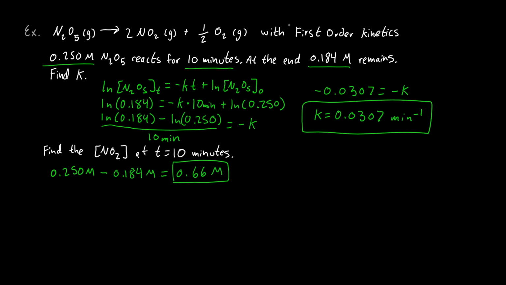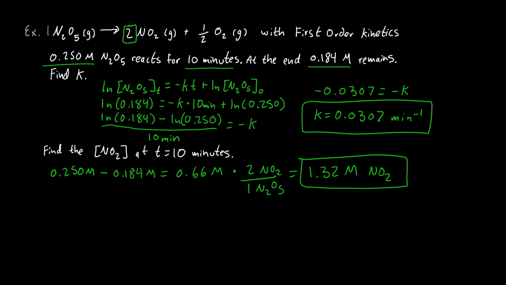products. But we have a stoichiometry here. So we have a 1 on our reactant side and a 2 on our product side. So for every 1 mole of reactant, we get 2 moles of products. So therefore, we have to multiply our answer by 2, by our stoichiometry. So 2 NO2s for every 1 N2O5. And that'll give us a final answer of 1.32 molar NO2 produced in our reaction after 10 minutes.